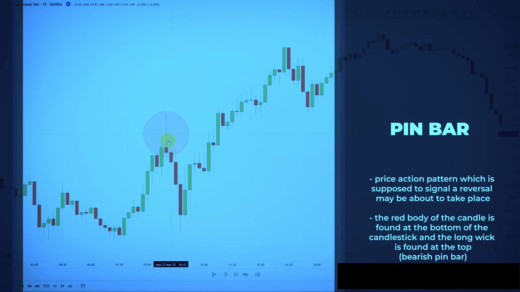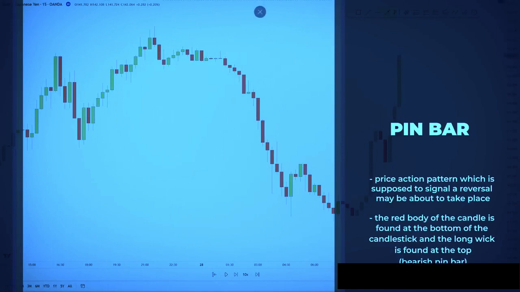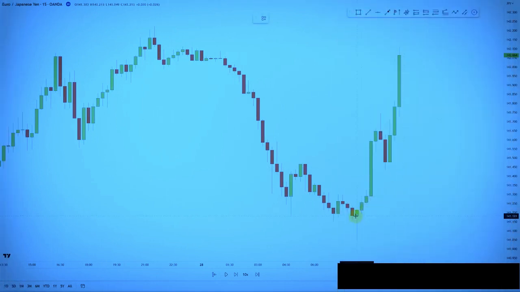Sometimes the body of the candle will not be found right at the bottom, but it will always be found in the bottom half of the candlestick. In the case of a bullish pin bar, the body of the bullish pin bar is found at the top of the candle, and most of the wick is found at the bottom.